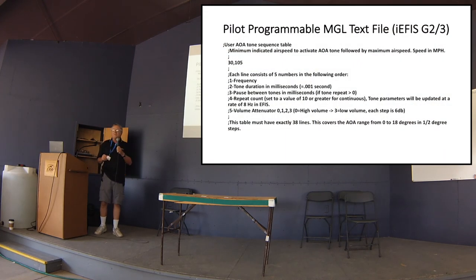The way the system works is that you create a text file and read that text file into the system, and the text file represents how you want your AoA to work. There are 5 parameters you can program into it. The first one in the text file is frequency. Next is tone duration in milliseconds. Third is a pause between tones. Fourth is a repeat count up to a value of 10. Tone parameters will update at a rate of 8 hertz. And the fifth is the volume attenuation. It starts off with 0 as the highest volume, and you can go down to a 3, so you have 4 tone variations.